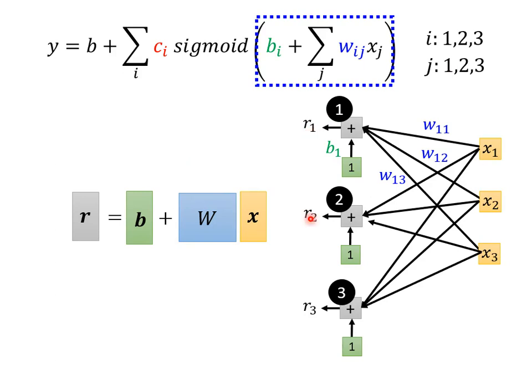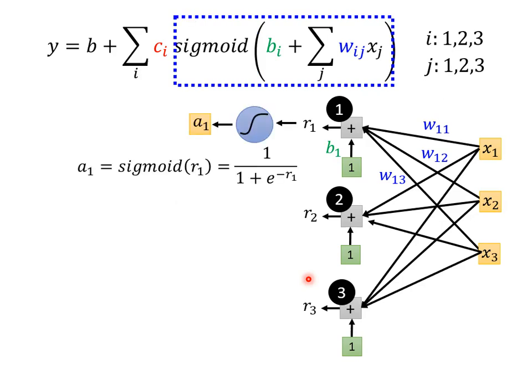Here are R1, R2, and R3. They will pass through the sigmoid function separately. Because what we actually do is make R1 negative, take its exponential, add 1, and put it in the denominator. 1 over 1 plus exponential negative R1 is equal to A1. We get A2 from R2 in the same way. Put R3 through the sigmoid function to get A3.